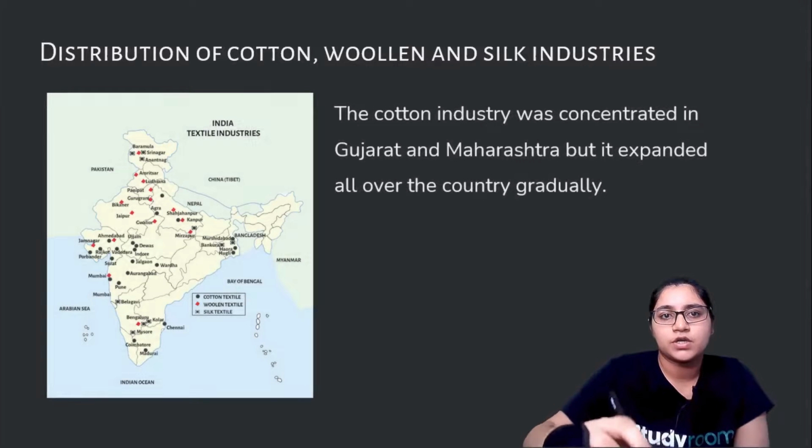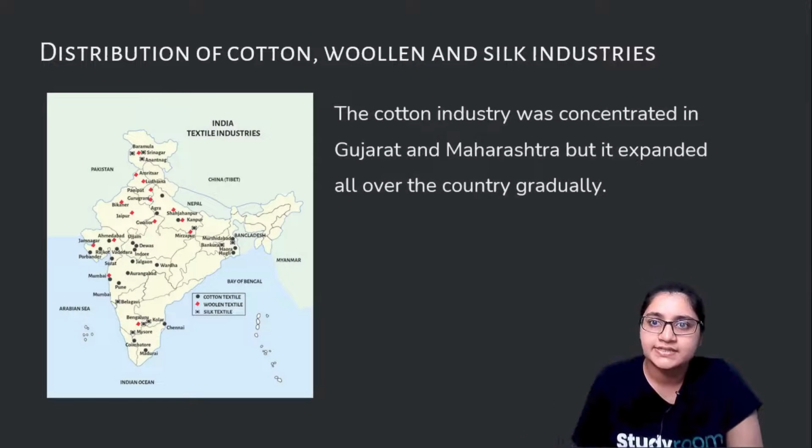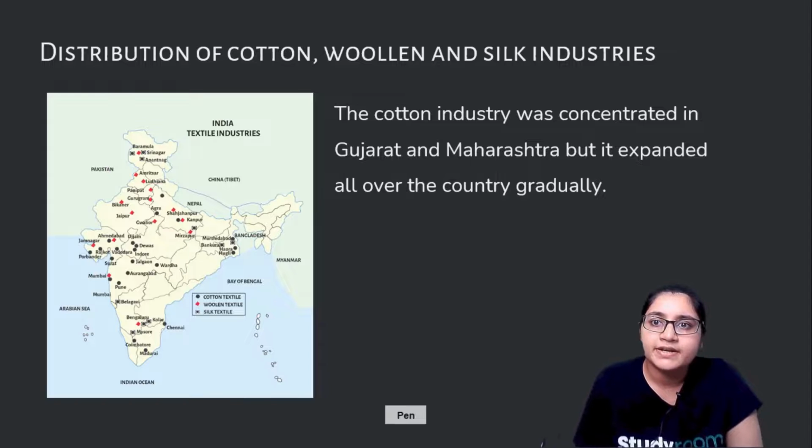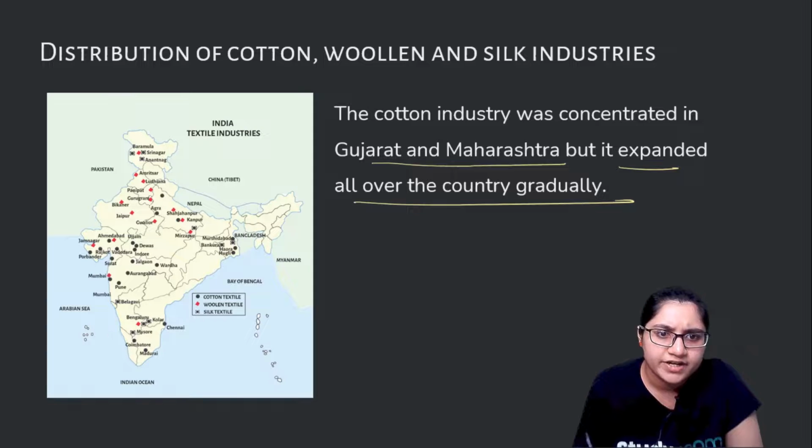And then there is the distribution of cotton, woolen, and silk industries. You can just pause and take a picture of it also. The cotton industry was concentrated in Gujarat and Maharashtra, but it expanded all over the country gradually. So now it is produced in Gurgaon, Panipat, Amritsar, Ludhiana, Bikaner, Kanpur, and so on.